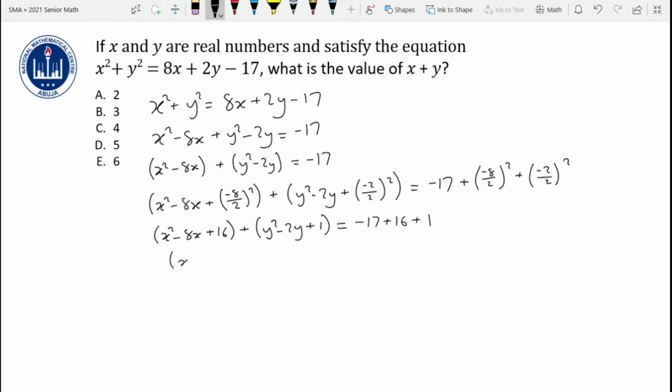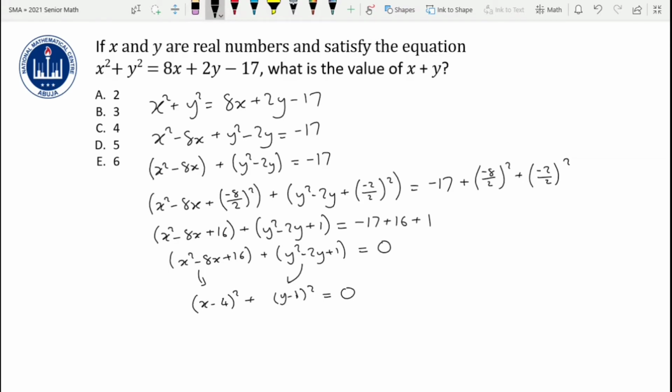And then we have x squared minus 8x plus 16 plus y squared minus 2y plus 1 to be equal to 0. We can factorize x squared minus 8x plus 16 to give us x minus 4 squared. That's easy to see why. And we can factorize the other term too to be y minus 1 squared. And we have this to be equal to 0. I think I made a mistake here. I'll just fix that up. That should be y minus 1.